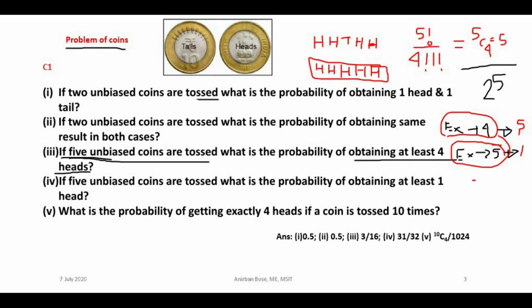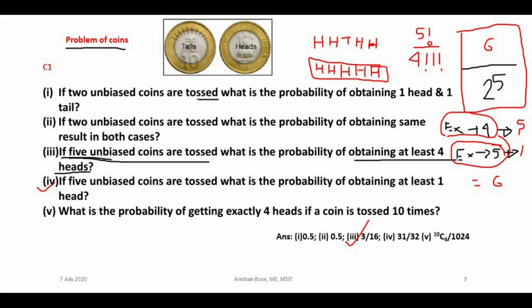So total how many such cases are there? Total 6 cases are there. Okay, so what will be your answer? So your final answer will be 6 by 2 to the power 5. Okay, so you write 2 to the power 5 as 32 and then simplify, you will get the answer will be 3 by 16.